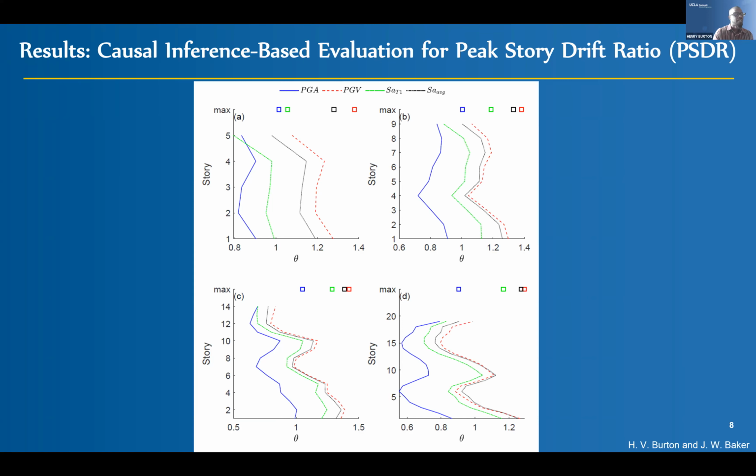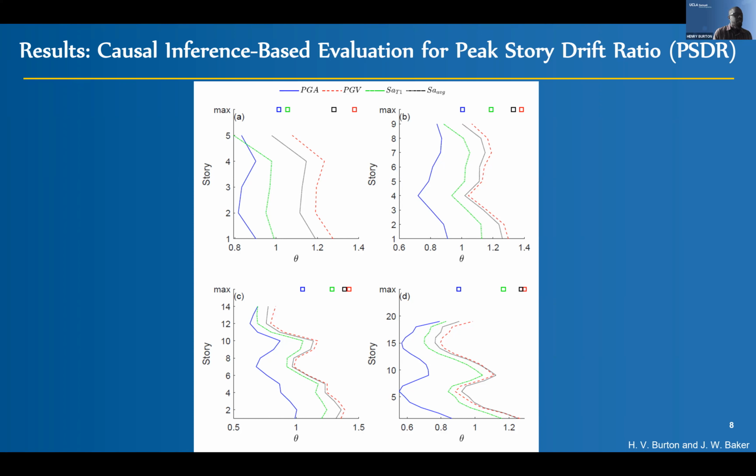This slide summarizes some of the results from the causal inference-based evaluation for peak story drift ratio, or PSDR. It shows the results for 4 buildings ranging from 5 to 19 stories. The horizontal axis in the plots represents the causal effect computed using the double machine learning, and the vertical axis is the story number. There are 2 types of causal effect calculations. The first is based on the maximum of the peak response over the height, which is shown using the squares at the top of the plot. The second is the causal effect for the full profile response.